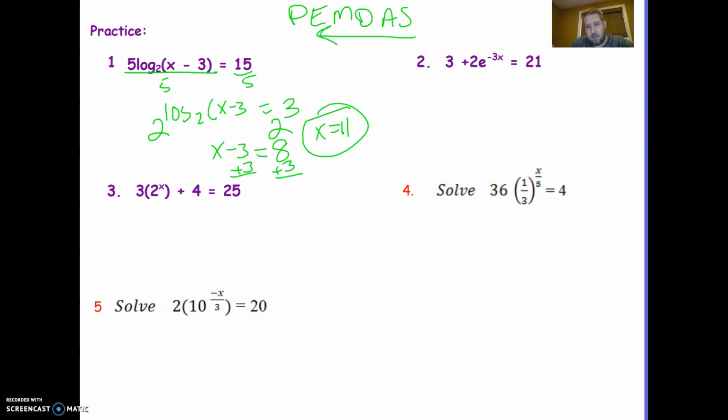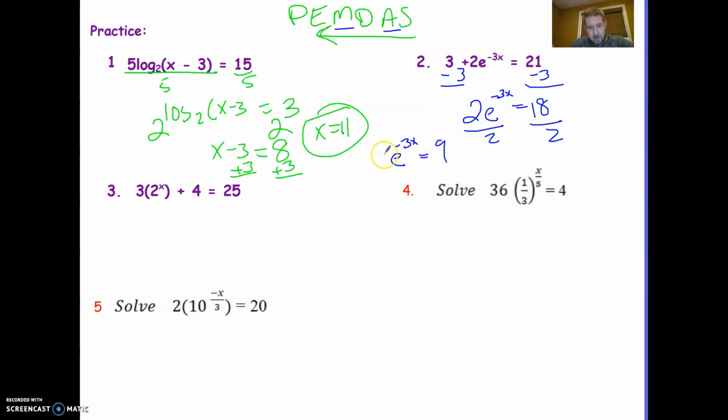Let me change colors here. So the next one, I would have to subtract 3 from both sides. So that gives me 2 times e to the negative 3x power equals 18, and then divide both sides by 2. Keep in mind, I got rid of add first, and now I'm getting rid of the multiply next. So that leaves me with e to the negative 3x power equals 9.